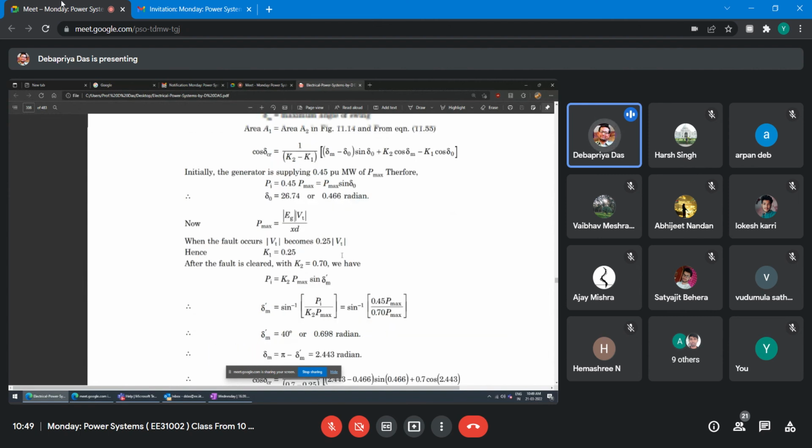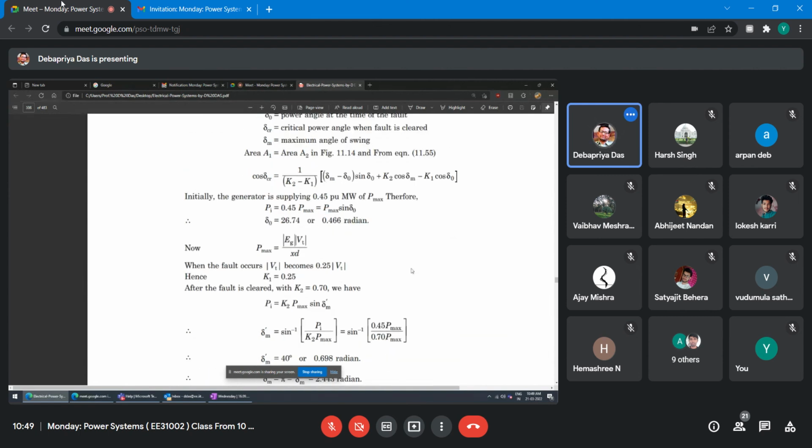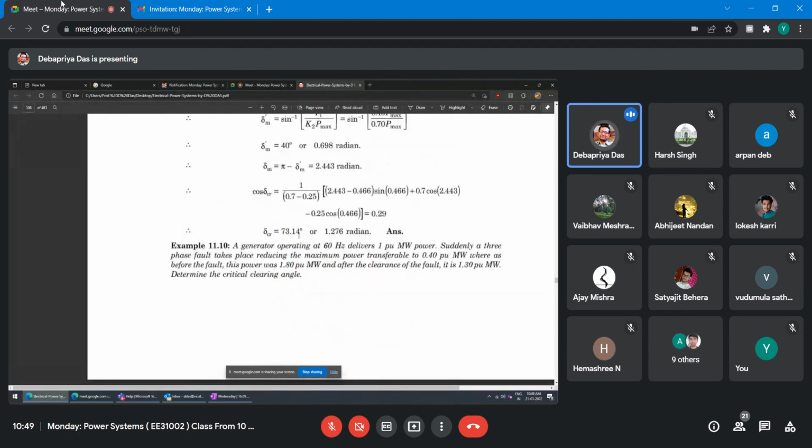Therefore, cos delta CR, this is your formula, right? If you put it, the critical clearing angle will be this much, 1.276 radian.